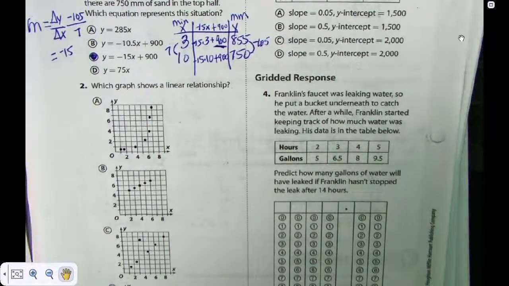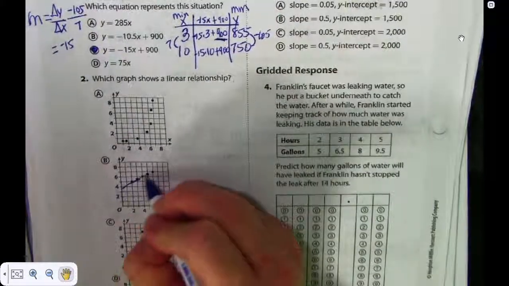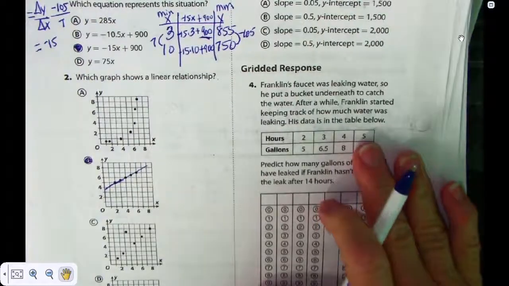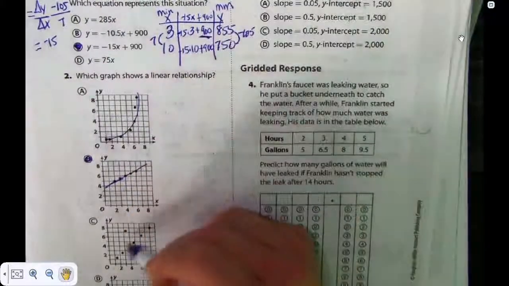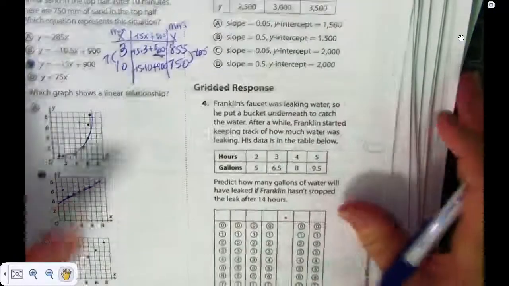Okay, number 2. Guys, which one shows linear? B. And all you had to do was draw me a line. Well, just draw a line. Yeah, you could. But, guys, just draw a line there.